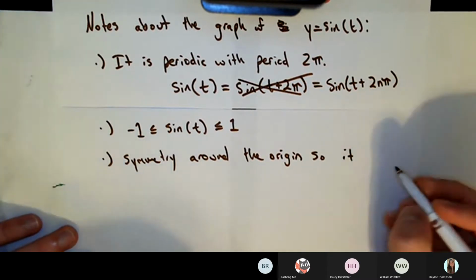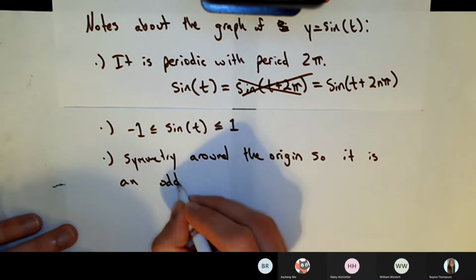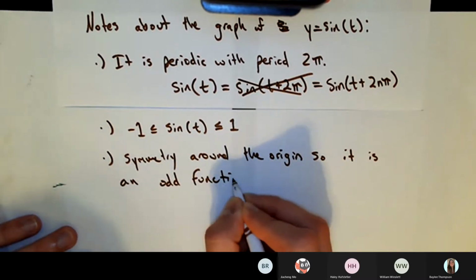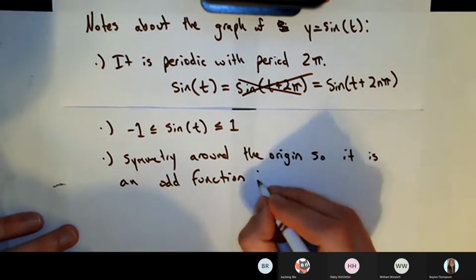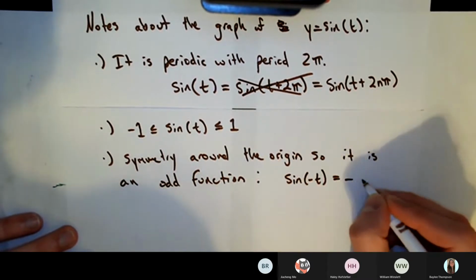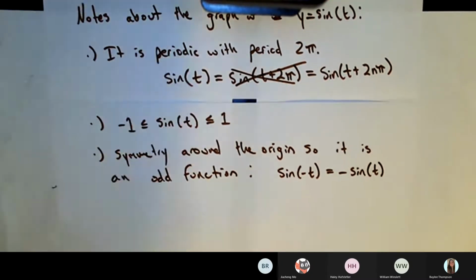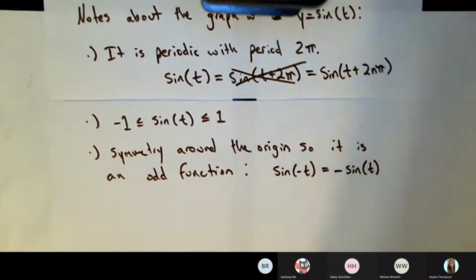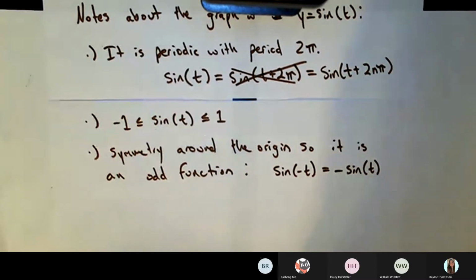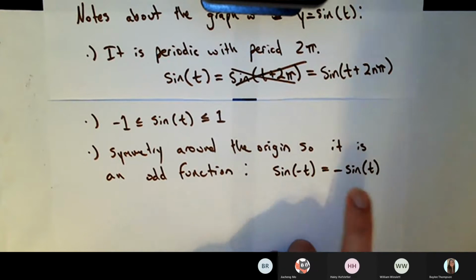And what do we say when something has symmetry around the origin? It is an odd function. And moreover, what does that mean in terms of when you input negatives into it? It means if you input a negative into the sine function, that's the same as just the negation of whatever that positive input is into the sine function. So why is that useful? Well, if you plug in sine of negative 3 pi on 2, then you can say that's just the same as sine of 3 pi on 2 and then negating that output. Okay.